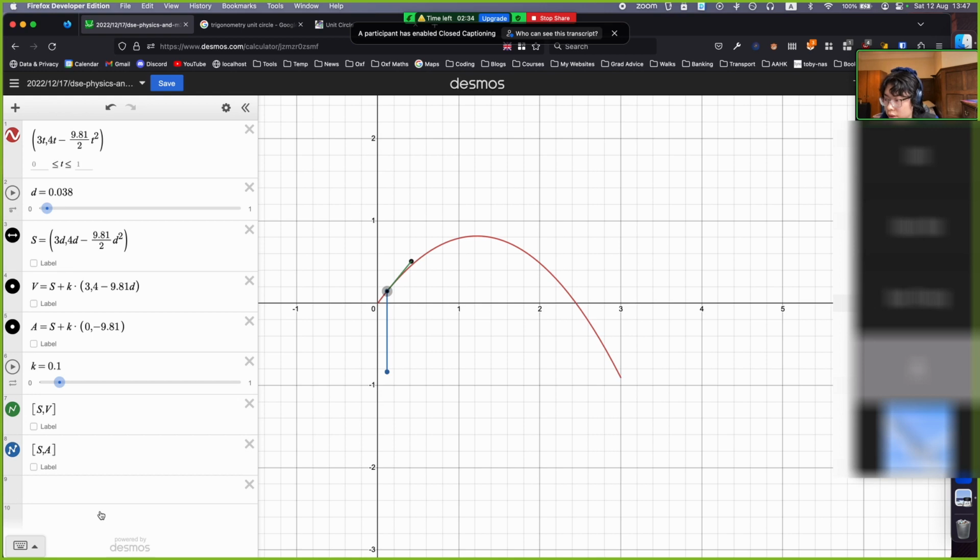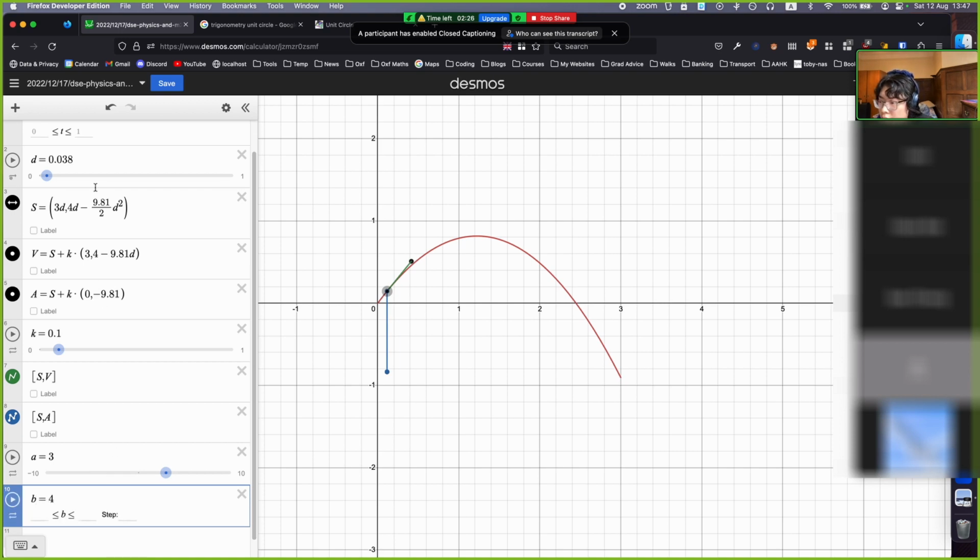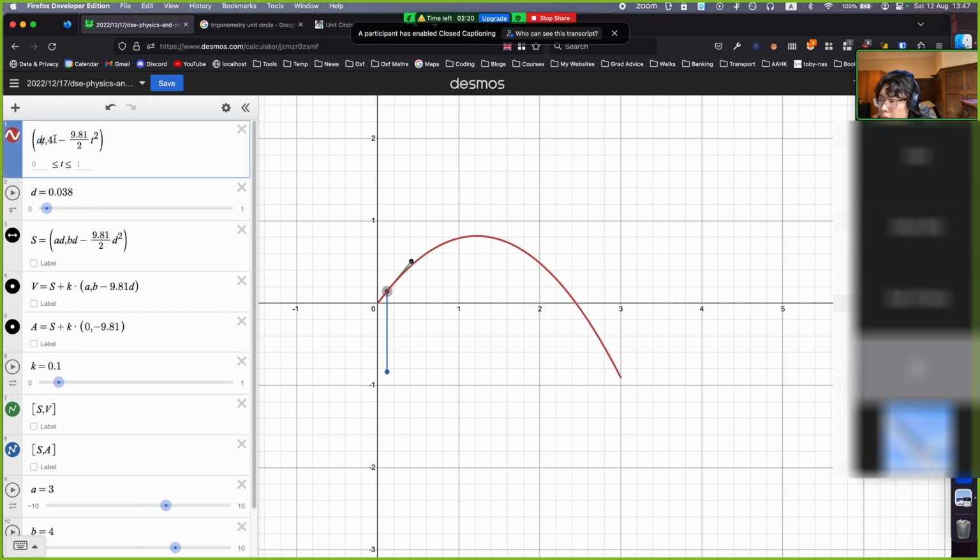So let me try and do this right now. If I have an a variable, and a b variable, now I have to replace a and b here, a, b, a and b.